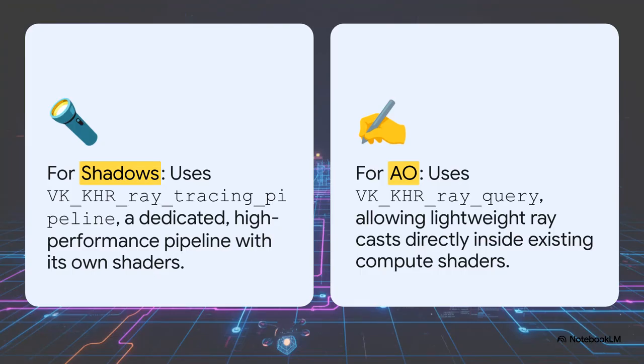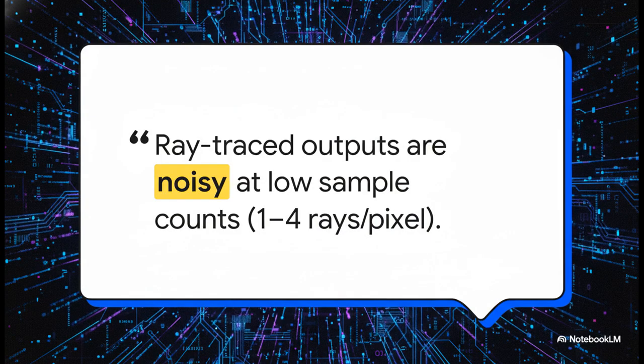Now, what's so clever here is how optimized this is. The engine doesn't just use one brute force method for all its ray tracing. No, it strategically uses 2 different Vulkan extensions. It's all about using the right tool for the job. For complex, physically accurate shadows, it uses the full-blown ray tracing pipeline. But for something a bit simpler, like ambient occlusion, it uses these lighter, super-efficient ray queries right inside a compute shader. Smart.